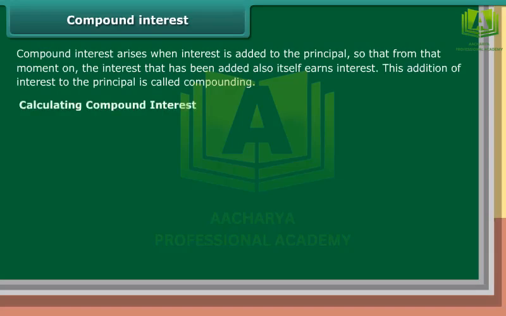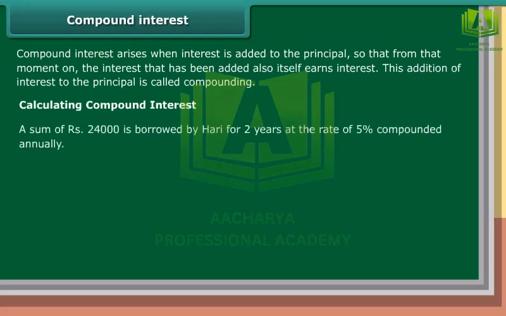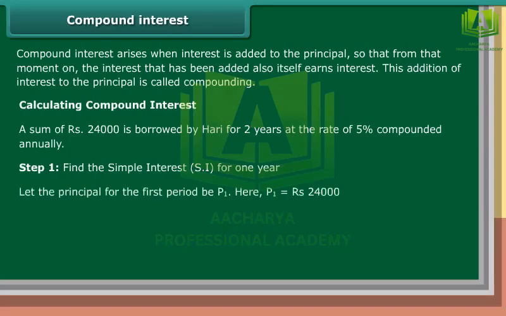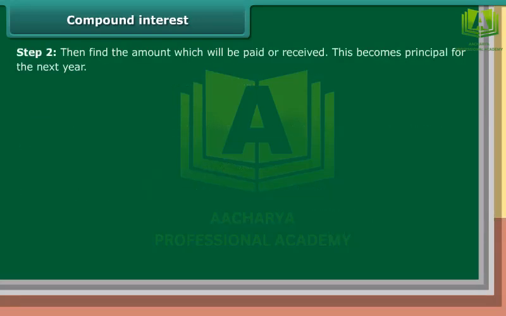Calculating compound interest. A sum of rupees 24,000 is borrowed by Hari for 2 years at the rate of 5% compounded annually. Step 1. Find the simple interest SI for 1 year. Let the principal for the first period be P1. P1 = rupees 24,000. SI1 = SI at 5% for the first year = rupees 24,000 × 5/100 = 1200.